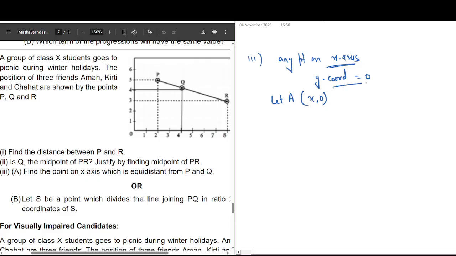Okay, on the x-axis the y coordinate is always 0. Now this point is equidistant from P and Q. That means PA is equal to QA. So we have this condition.